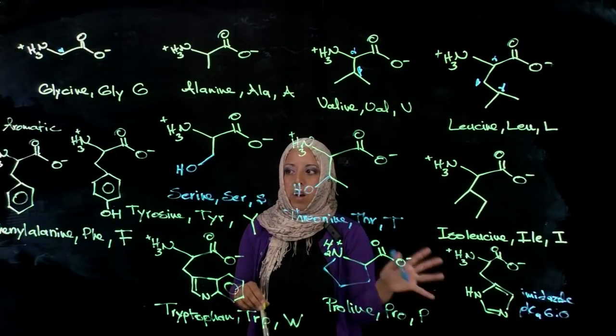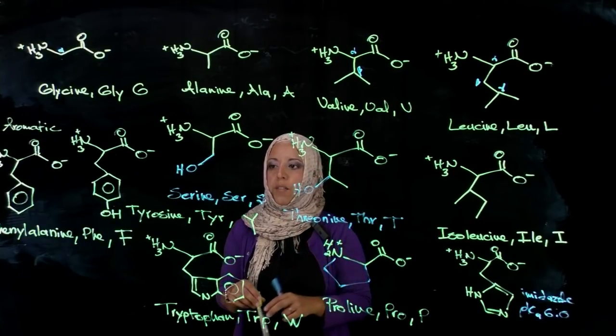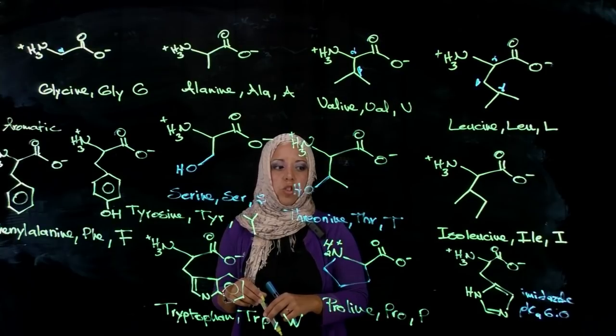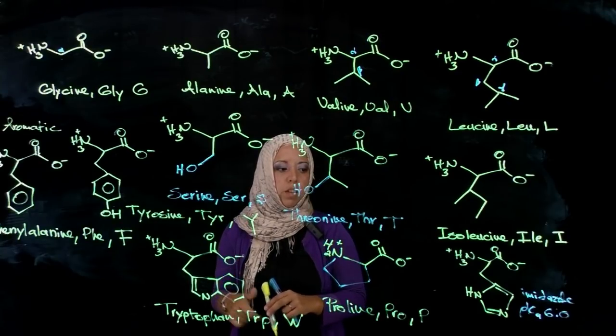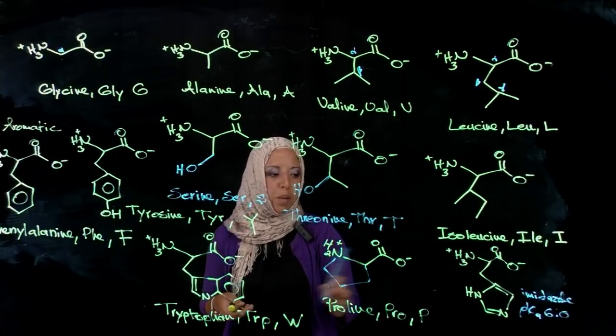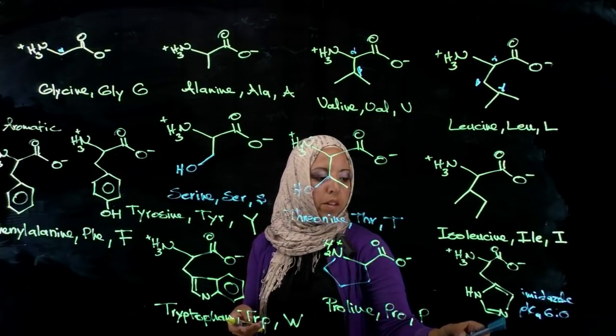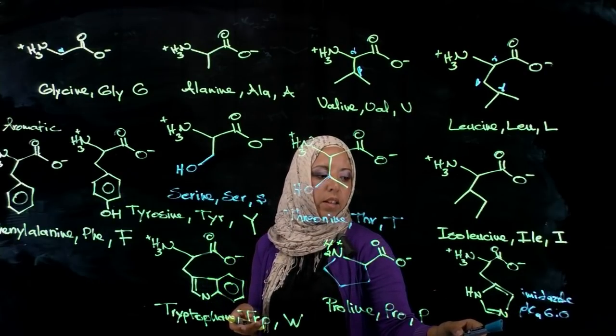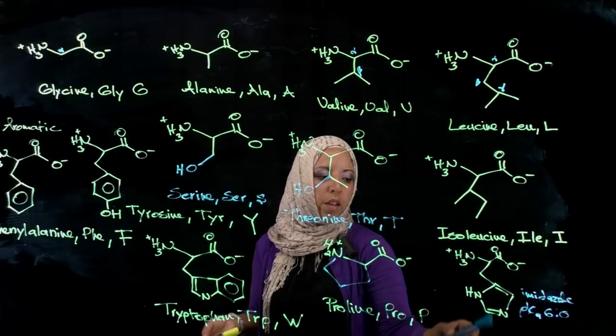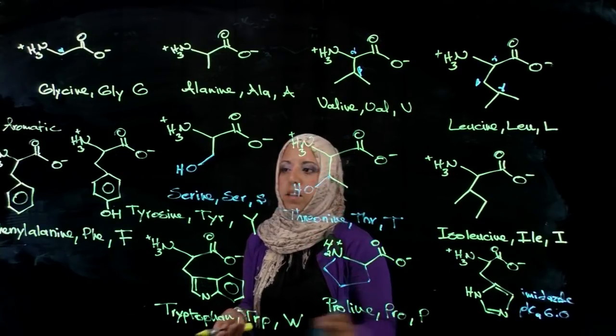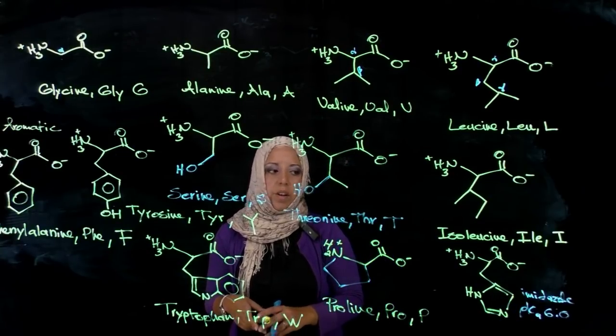All right. Any of the other amino acids right here have an ionizable side chain? No, it's really only imidazole. So at pH 6, this nitrogen would be deprotonated, but if it was at a pH 4, this nitrogen would be protonated.